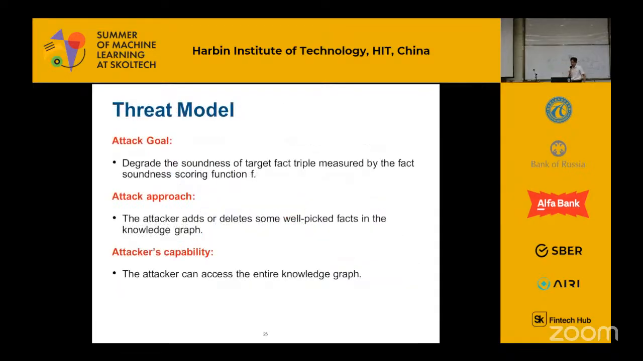The threat model here is that we want to degrade the soundness of target fact samples measured by the fact soundness scoring function f, and the f is just as we formulated in the previous slides. The attacker's approach is that the attacker can add or delete some well-picked facts in the knowledge graph, and the attacker's capability is that they can access the entire knowledge graph. But according to our experiment, as long as they can get access to part of the knowledge graph, the attack can be carried out successfully.